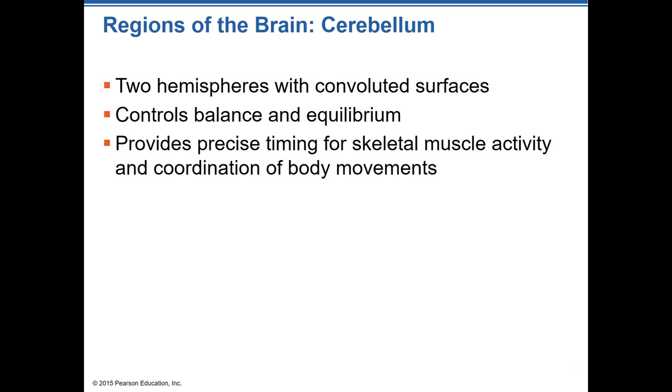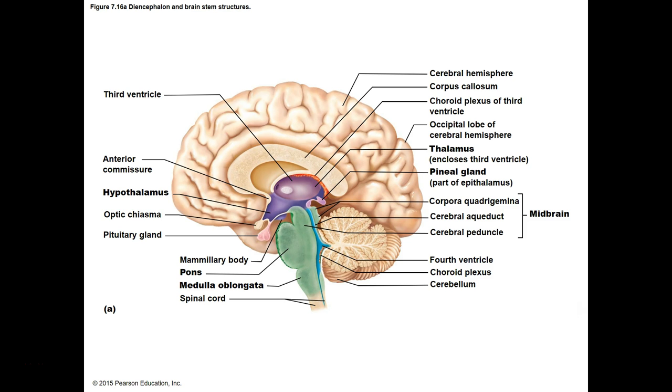The cerebellum has two hemispheres with those convoluted looking surfaces. This area of the brain controls balance and equilibrium, and it helps provide precise timing of skeletal muscle activity by coordinating with other body motions. So learning how to ride a bicycle heavily involves the cerebellum, because of all of these things that are happening. And when you tease somebody, well, you can't even walk and chew gum at the same time, it's a development of the cerebellum to be able to do that, or pat your leg and scratch your head at the same time. It's trying to control that muscle activity.